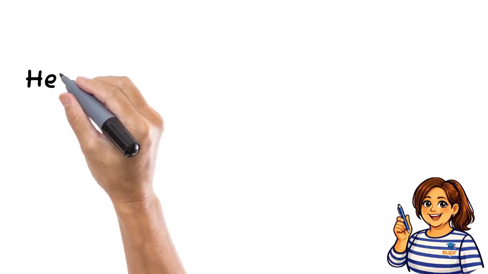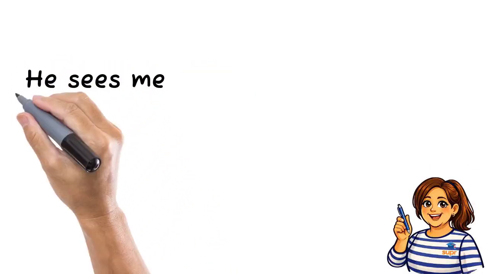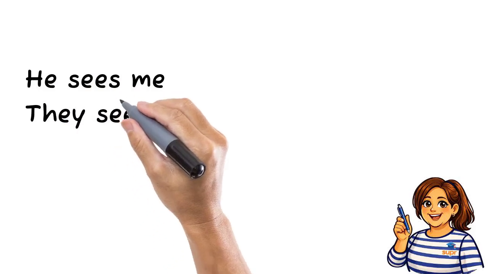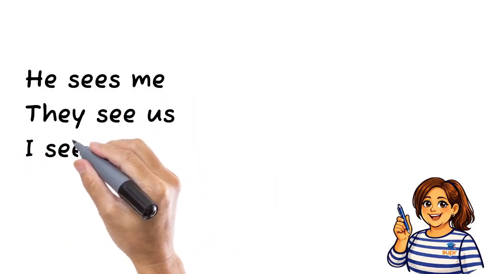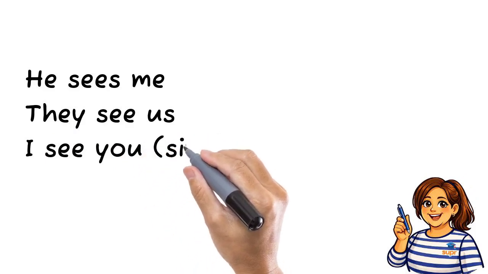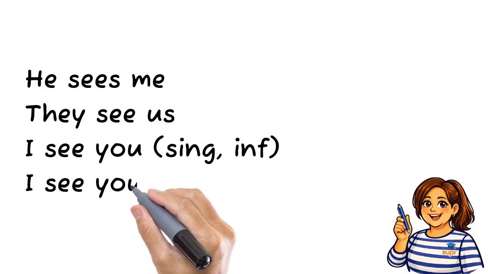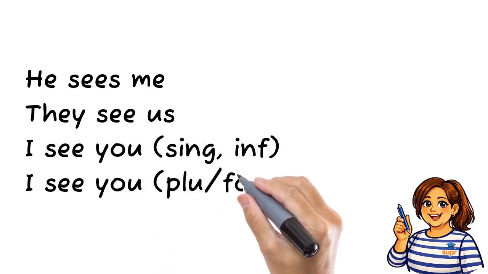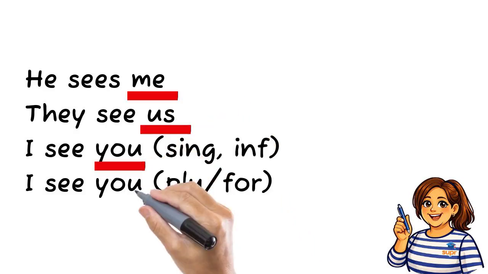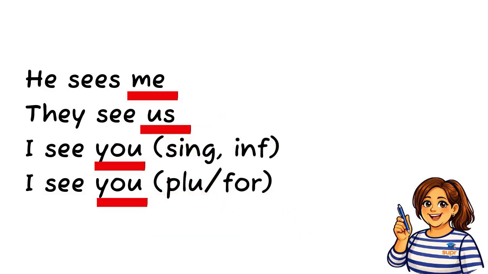And if we have a look at a few example sentences, he sees me, they see us, I see you, if we're talking about you, singular and informal, and I see you, plural or formal. So the me, us, and the you are the direct object pronouns. They are what are directly being affected by the verb see.